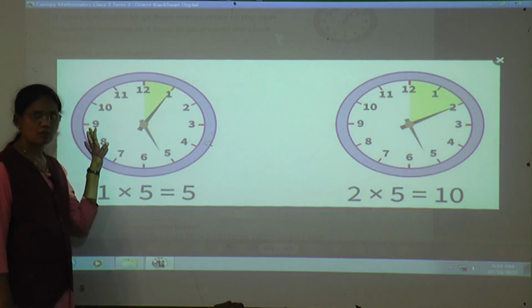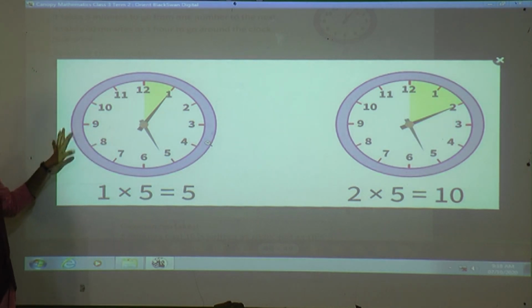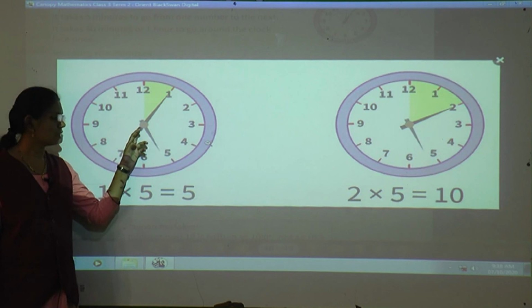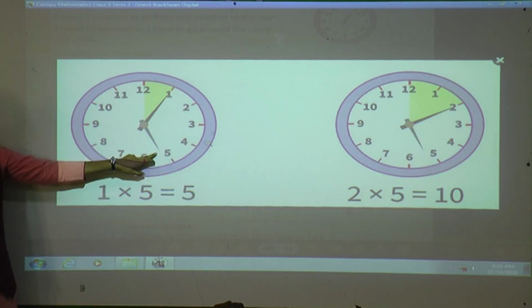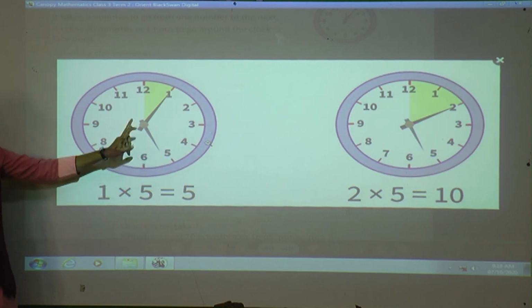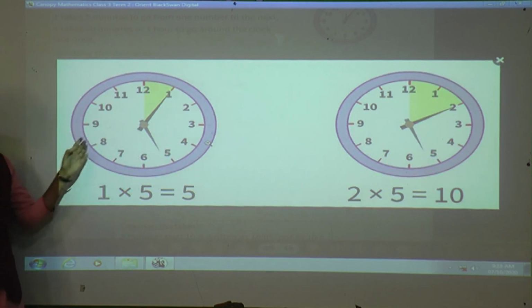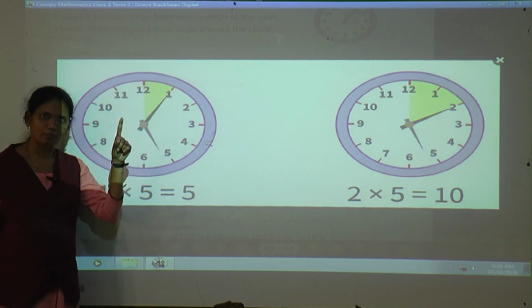See this first clock here. Now in this clock, the hour hand is on 5 o'clock. And where is the minute hand? The minute hand is on one number.